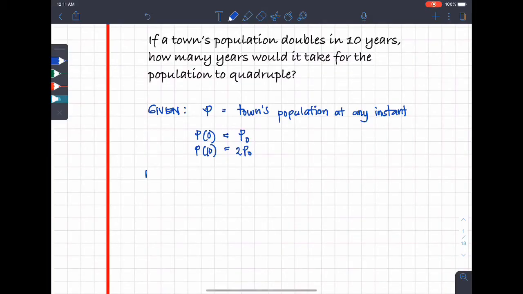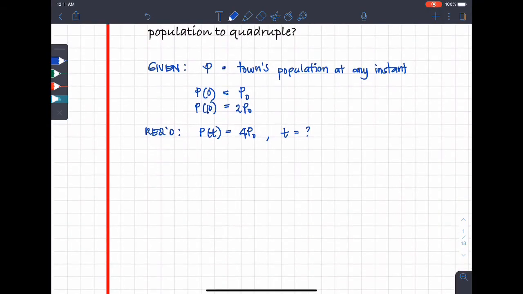So our required would be, how many years to make our population 4 times the original? In short, we are finding the time, how many years. To resolve this, let's have our solution.